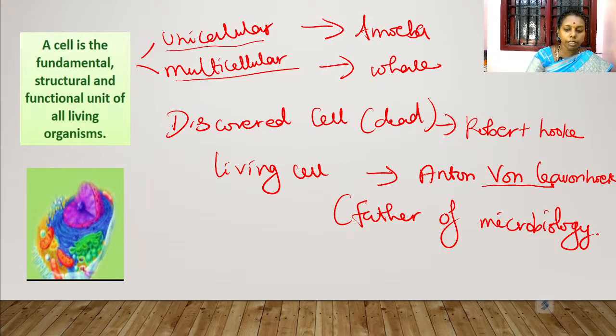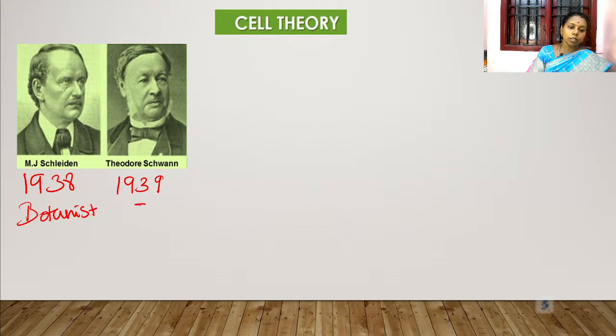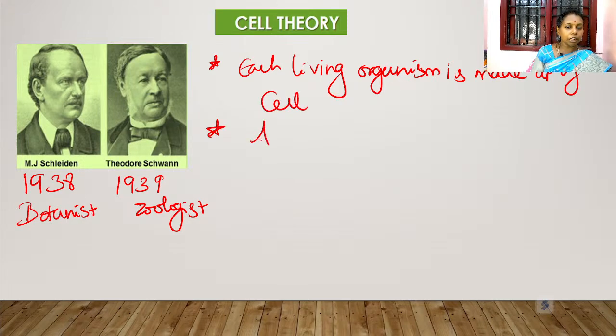Now let us see about cell theory, which, you know, Schleiden and Schwann proposed. Schleiden was working on that during 1838 and Schwann during 1839. They proposed it, and Schleiden is a botanist, Schwann is a zoologist. What are the postulates of cell theory? Each living organism is made up of cells. And all vital reactions are carried out in the cell only. All vital means biochemical and metabolic reactions are carried out in the cell.